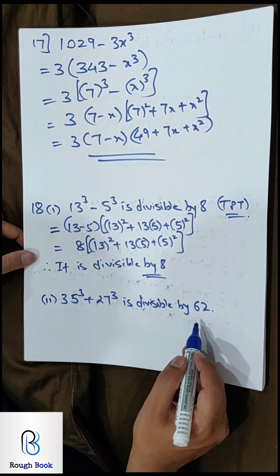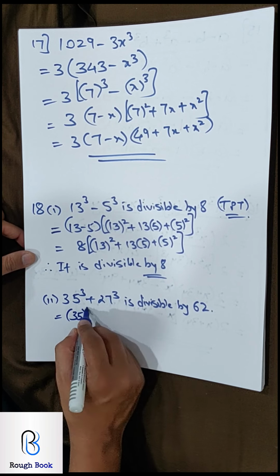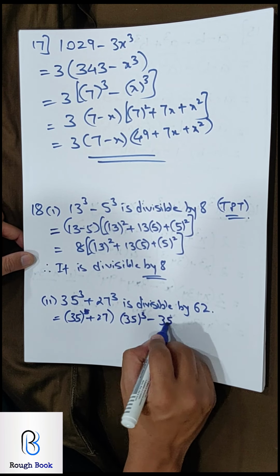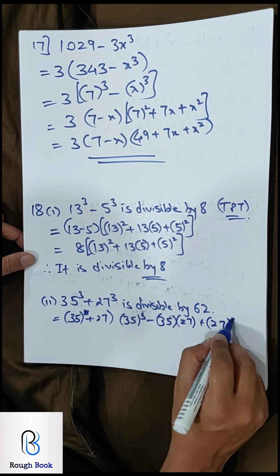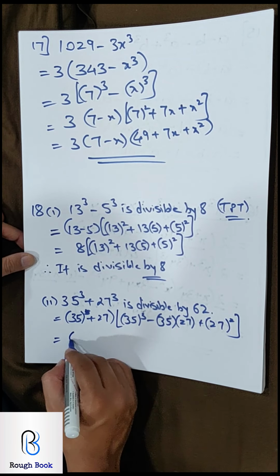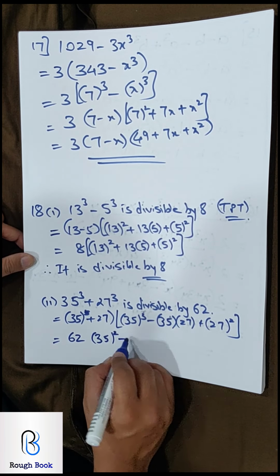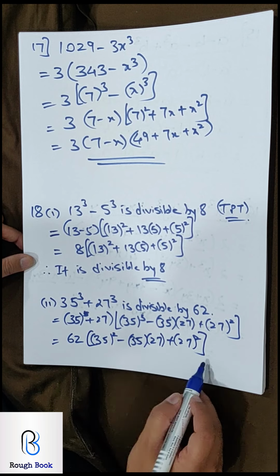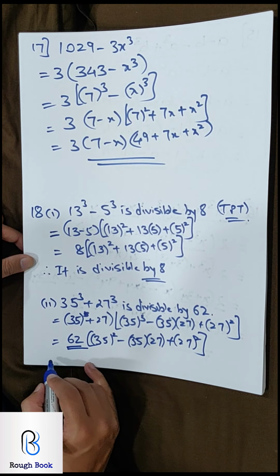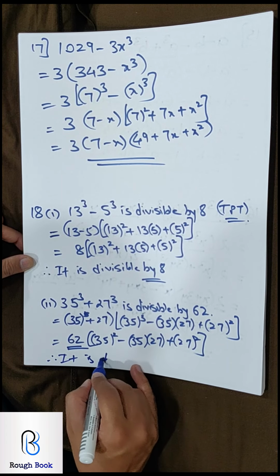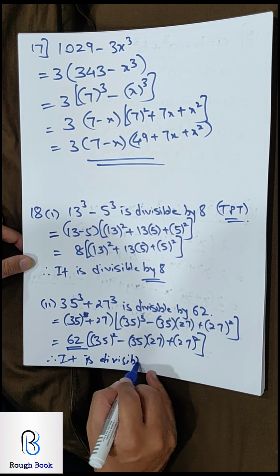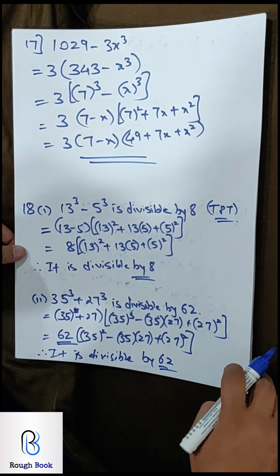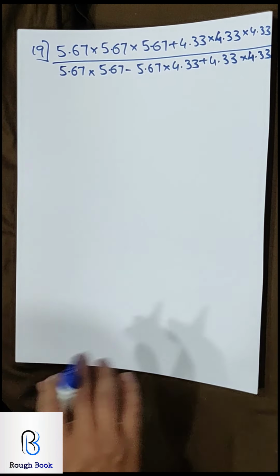Yeah. Same way, can you try this one? You don't have to solve anything. A cube, so a plus b in one bracket, a square minus ab plus b square. Keeping this as it is, I am just solving this, which gives me 62 into 35 square, 35 into 27 plus 27 square. We are not solving this further since we got a 62 as a product. I can directly say therefore it is divisible by 62. Simple. Such type not expected. That is only for our understanding as to how we can simplify such huge questions.